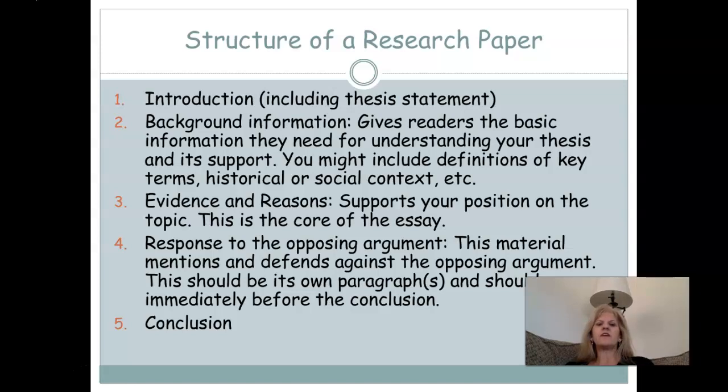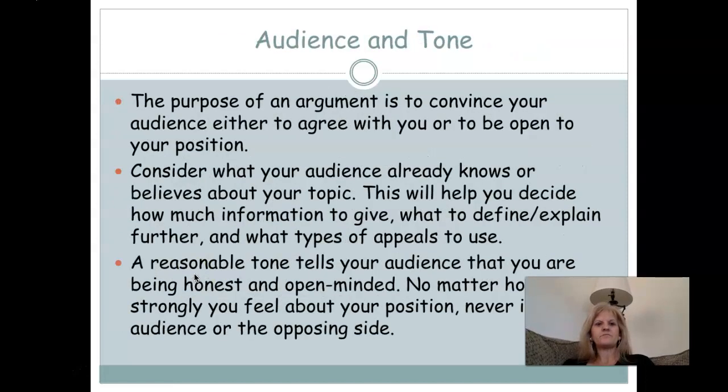So you're going to have a counter-argument. A good argument also addresses the counter-argument, so the opposing side, and then you have to defend against it. That's called the rebuttal or the refutation to the counter-argument, and that will be in the counter-argument paragraph. And those will come just before the conclusion. And then remember, the conclusion is just pretty much wrapping up what you said all throughout your paper.